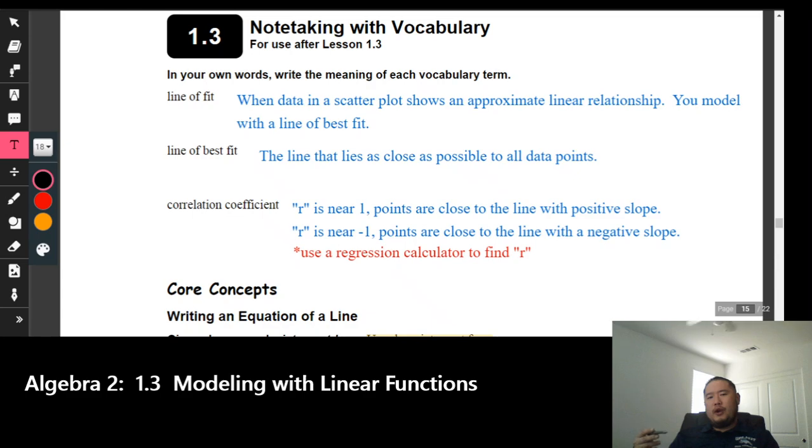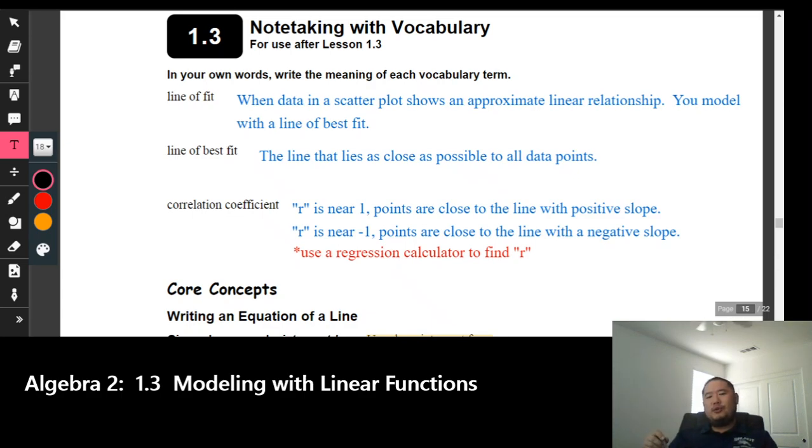Therefore, there are calculators that will allow us to figure out what the line of best fit is. Pick 2 points in the data and first estimate, well, what is the line that goes through most of them? And then use a regression calculator to help us along the way.